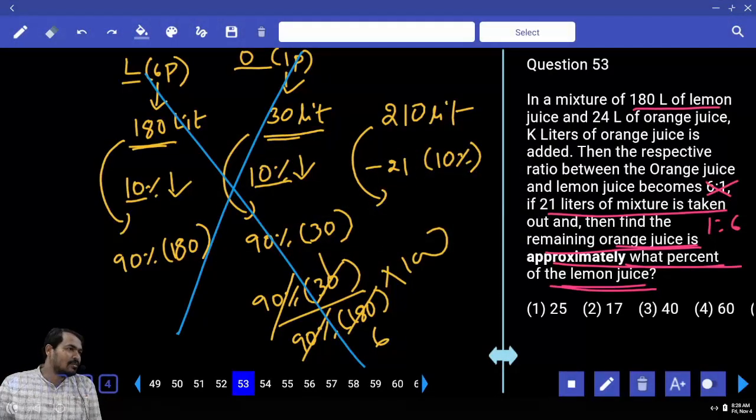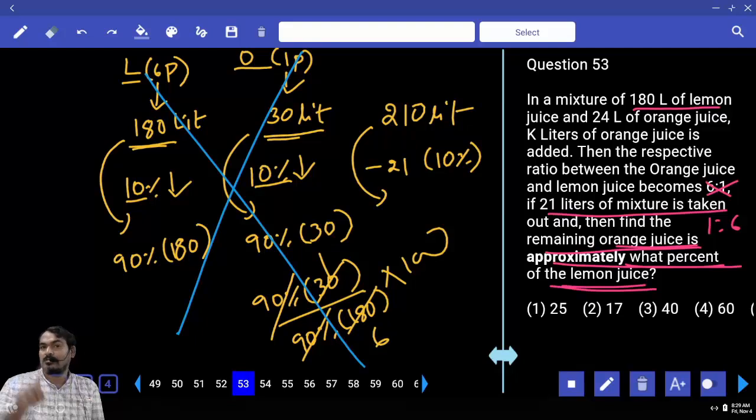What is the actual quantity? 180 plus 30, total 210 liters. In that, how many liters are removed? 21 liters. Each one, how much percent is removed? 10% is removed, or not? Yes or no? Then the remaining quantities are again in which ratio? 6:1 ratio or not? Same ratio or different ratio? Same ratio, or not? Each one, equal quantity is removed, which means the remaining values must be in the ratio of which one? 6:1.